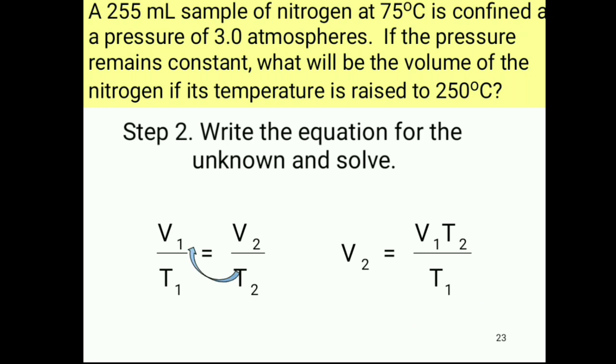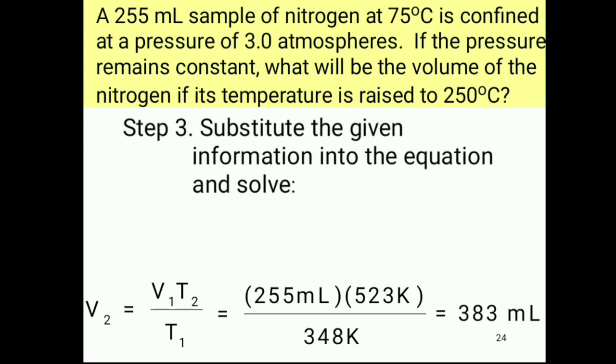We do that by transposing T sub 2 to the other side to leave volume 2 on one side. So on the left side, we have V sub 2 equals, and after transposing T sub 2, we shall have in the numerator V sub 1 times T sub 2 over T sub 1 as our equation for this particular sample. Let's now substitute the given and solve the problem.